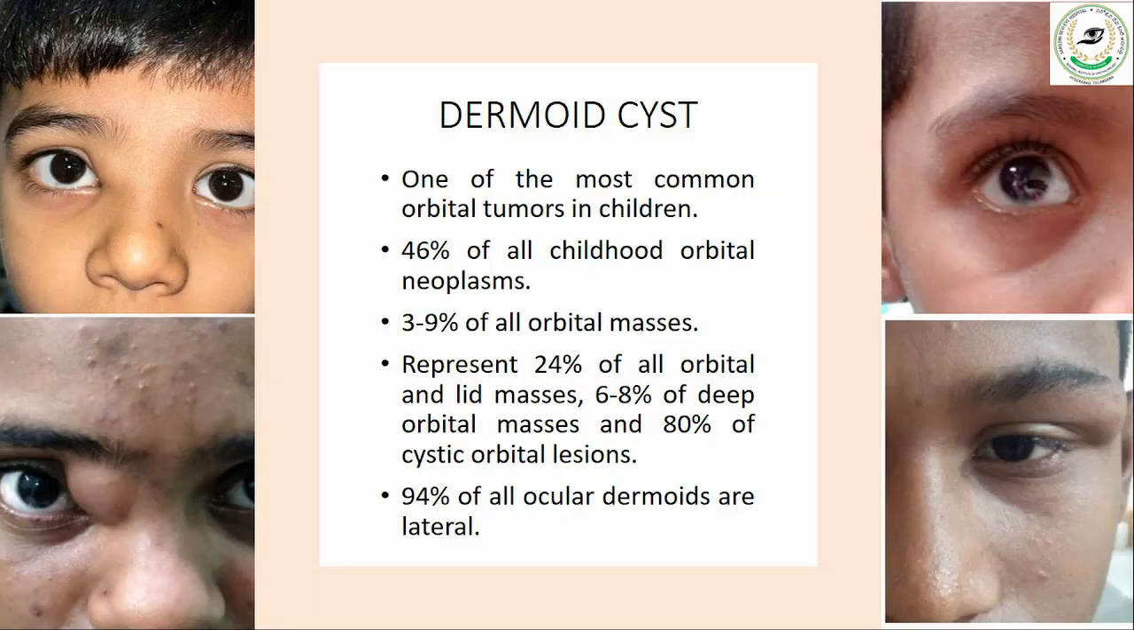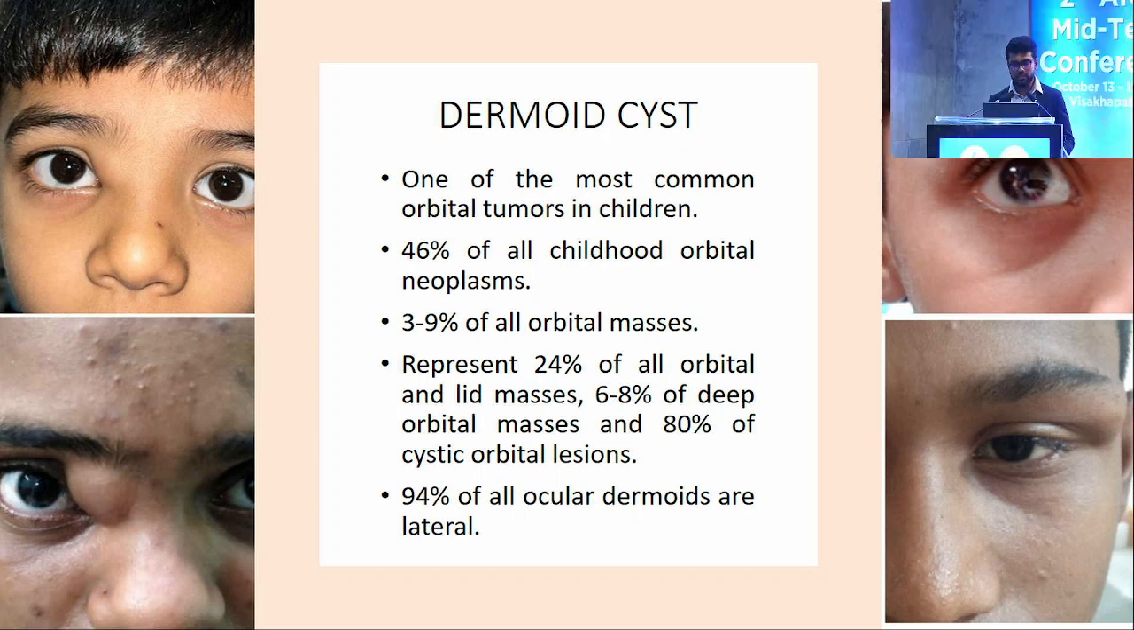So I'll be talking about dermoid cysts, which is one of the most common orbital tumors in children. It accounts for 46% of all the childhood orbital neoplasms and up to 3 to 9% of all orbital masses. Of these, 24% are superficial, 6 to 8% are deep, and 80% of them are cystic orbital lesions. Though the majority, that is 94% of all the ocular dermoids, are lateral, we often tend to see medial dermoid cysts as well.